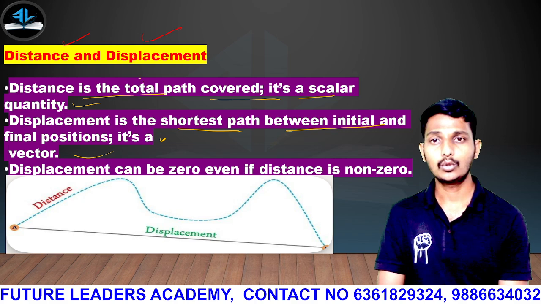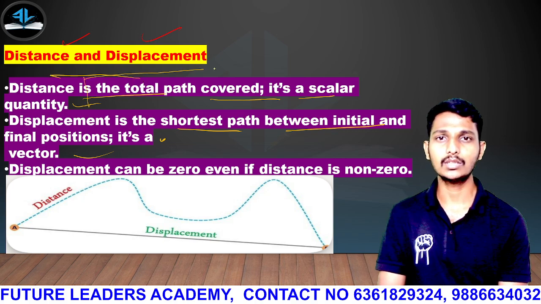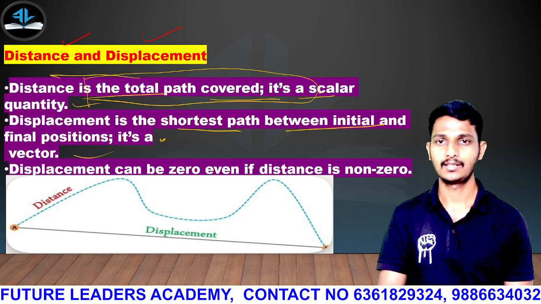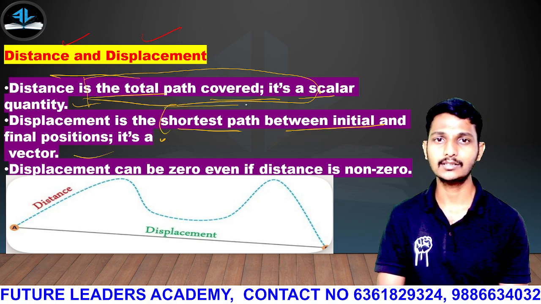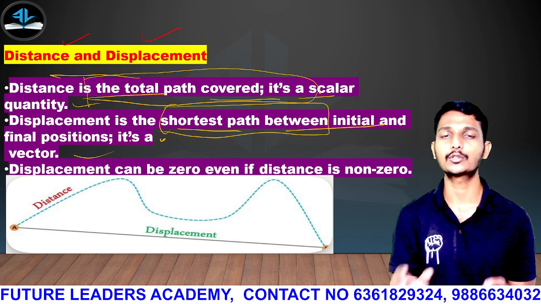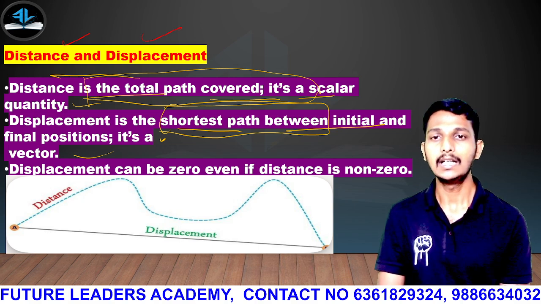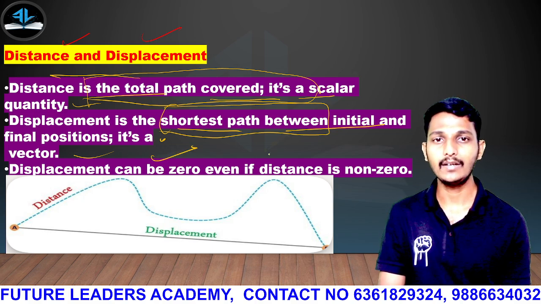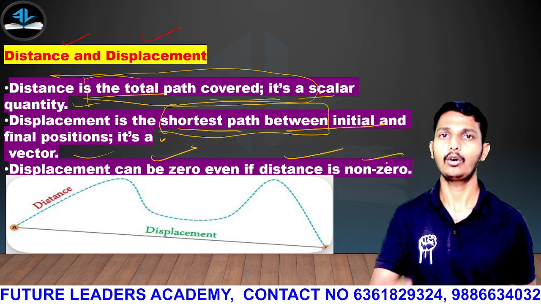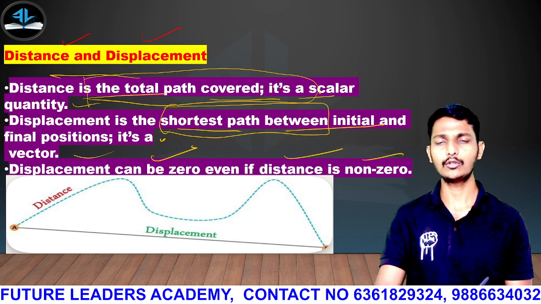The total path covered by an object is called distance, and the shortest path between the initial position and the final position is displacement. I have given the example, I will make you understand. Displacement can be zero even if distance is non-zero. Obviously, guys. How? I'll let you know.